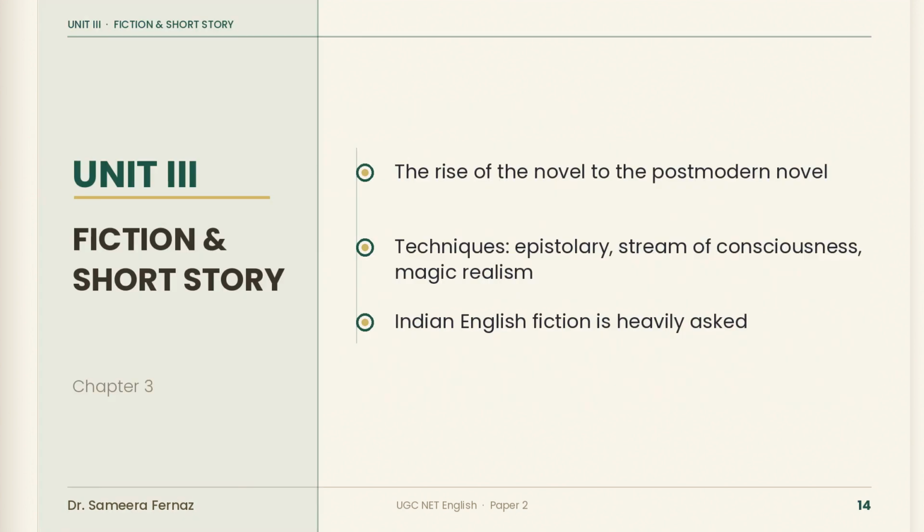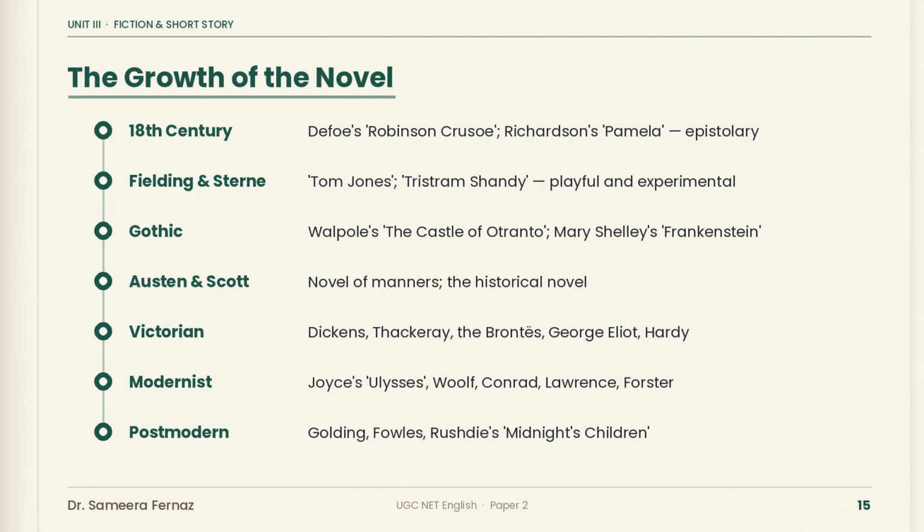Chapter 3, Fiction and the Short Story. Here we study the rise of the novel up to the postmodern novel, along with techniques such as epistolary form, stream of consciousness, and magic realism. Indian English fiction is heavily asked in this unit. The novel grows step by step.